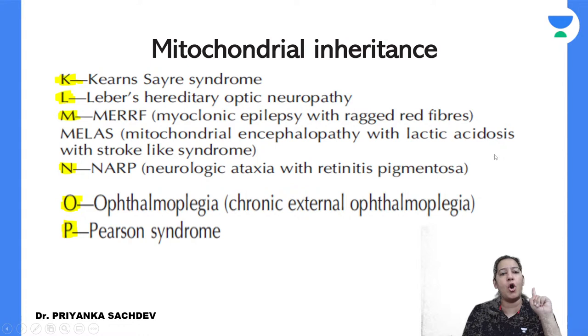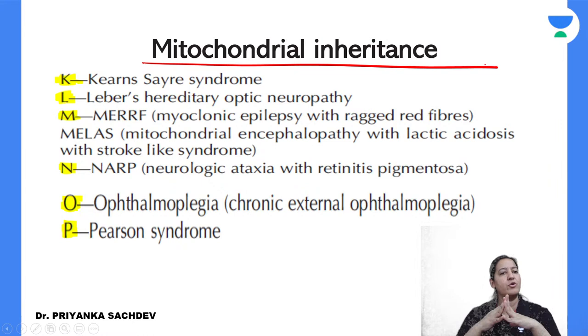By the way, what is mitochondrial inheritance? Can anyone tell me what is mitochondrial inheritance? Mitochondrial inheritance are the diseases which are transmitted from mother to children, from mother to sons as well as to daughters. But the fathers cannot transmit it ahead. Only the mothers can transmit it to all the children. It is due to the ova of the mother.